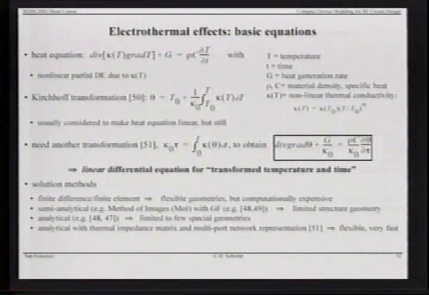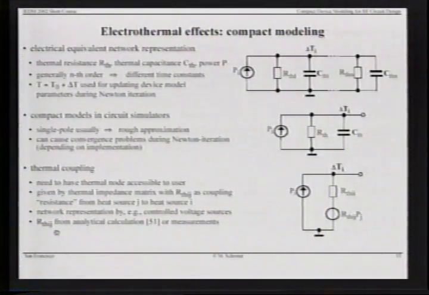There is a bunch of solution methods here, from numerical solutions, computationally just too expensive for circuit design, to fast analytical solutions. And this is a very good reference, a very long paper as well, from the gallium arsenide area, where people have provided a very nice solution to this problem, or how it could be solved in practice. Looking at compact models, the question is, how do we realize a solution of the heat equation in a compact model?